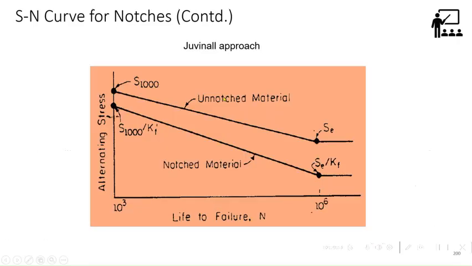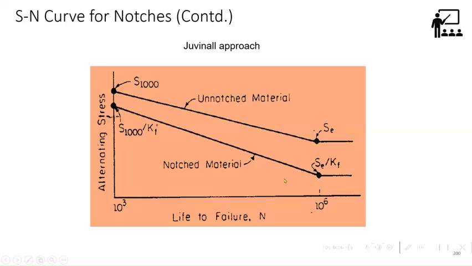So Juvinall has done this based on the Haywood model. You have alternate stress. Again, please observe it is coming as SA, not S max. This is the number of cycles. This is a smooth one. This you generated for ferrous metal is 50% of ultimate strength at this point, 10⁶. It is 90% ultimate at 10³. This point is fixed. Now to get this, you have to divide by KF.